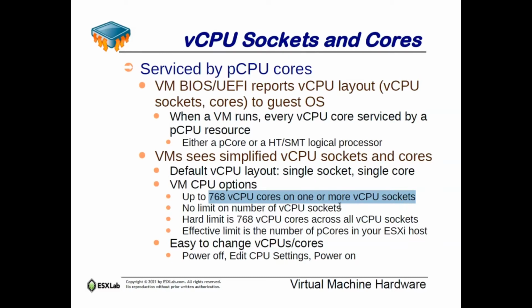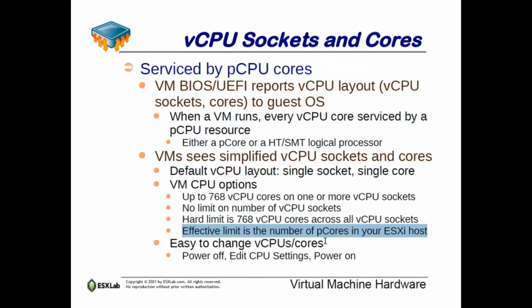And there's no practical limit on the number of sockets you can declare. Now, VMware has a hard limit of a total of 768 cores spread evenly across all sockets. But you'll never hit that because you'd have to have a machine with at least this many cores and logical processors to hand out in order to be able to build a VM that big. The effective limit is how many cores do you have on your ESXi host?